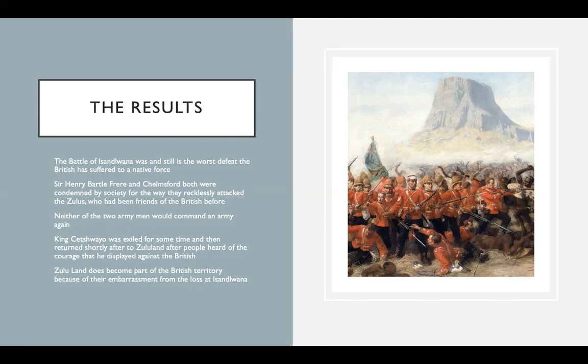King Katashweo, on the other hand, had been exiled after the battle at Rorke's Drift and the other battles that happened across Zululand as the British government sent in more troops to take over Zululand, but was returned because people applauded the courage and skills he displayed against the British. Zululand also ends up falling to British rule as a result of the previously described British embarrassment.